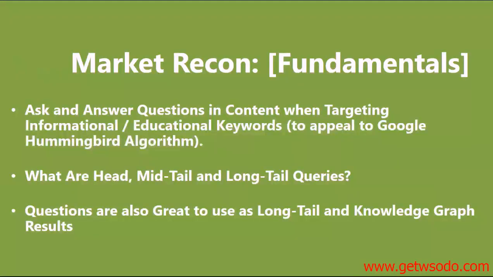And real quick, since we're in the fundamentals, I want to make one point clear, that it's really important to ask and answer questions in content when you're targeting informational or educational keywords. And this appeals to Google's Hummingbird algorithm. And what that is, in a nutshell, is it's machine learning. And that means that machines can actually read your content, they can understand the context of the phrases that you use, and then try to match that intent up with the person that's searching.